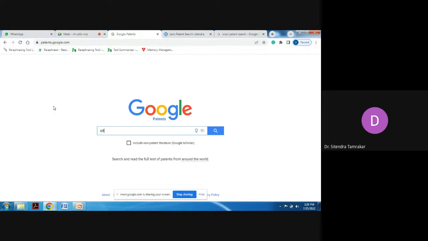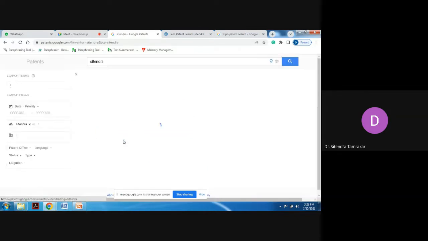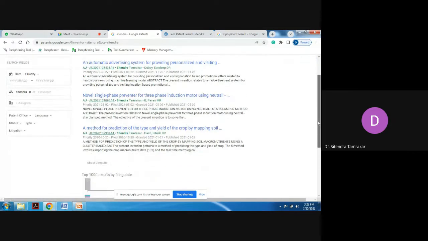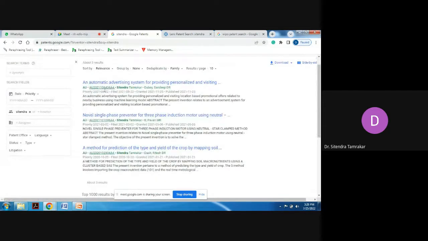So I'm on Google Patents. I typed my name. Okay, so they have suggested inventor Sitendra. Under this, they are giving the patents. So the total number of patents showing is 1, 2, and 3, and it is already 7. But Google has not updated all my patents. Okay, but still it is good. It is showing something free of cost and without a hitch.